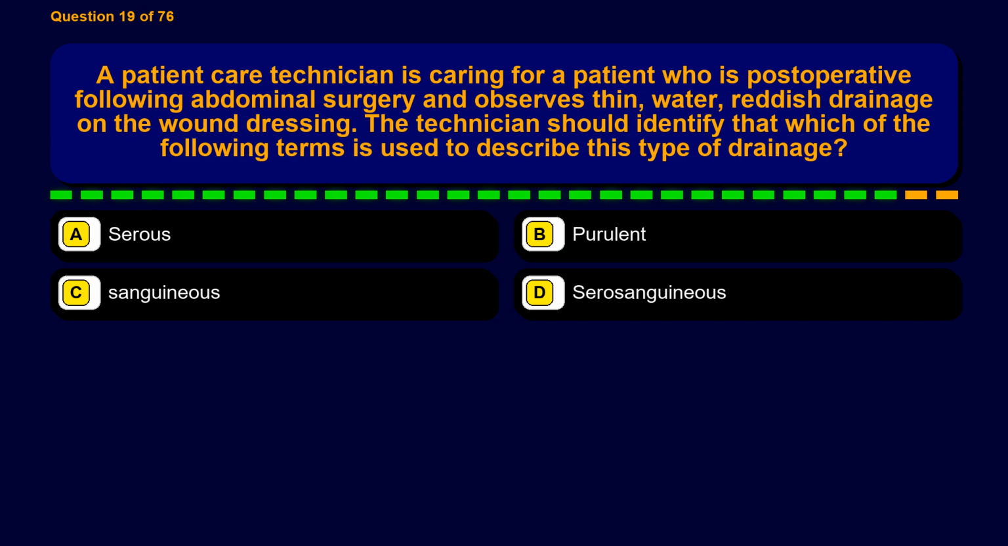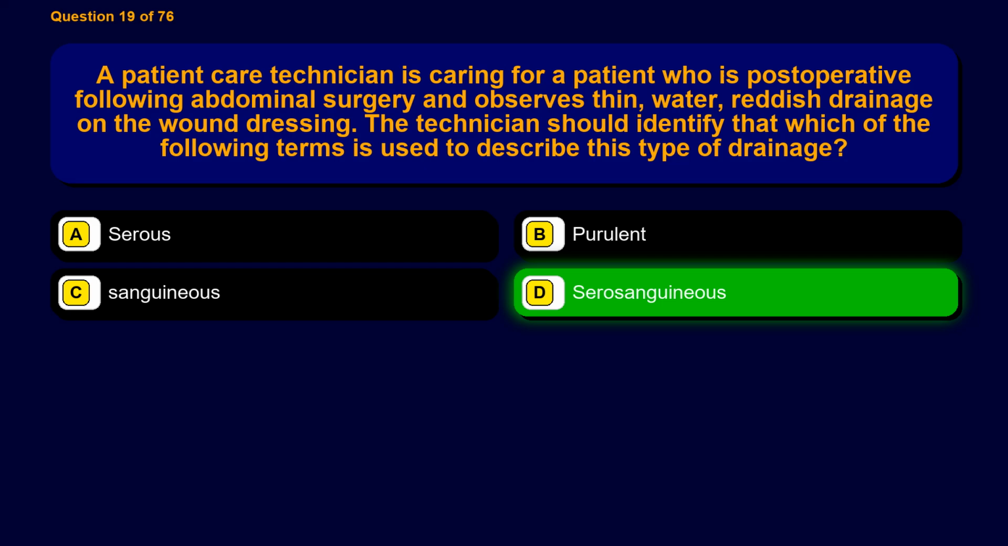Question 19. A patient care technician is caring for a patient who is postoperative following abdominal surgery and observes thin, watery, reddish drainage on the wound dressing. The technician should identify that which of the following terms is used to describe this type of drainage. Option A, serous. Option B, purulent. Option C, sanguineous. Option D, serosanguineous.